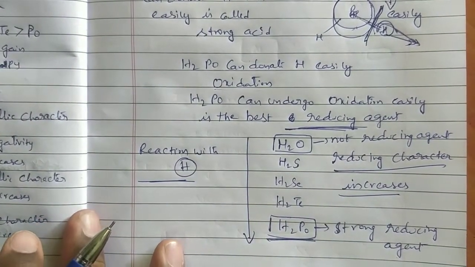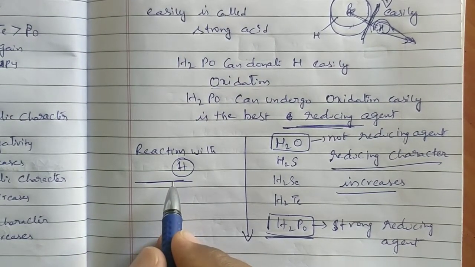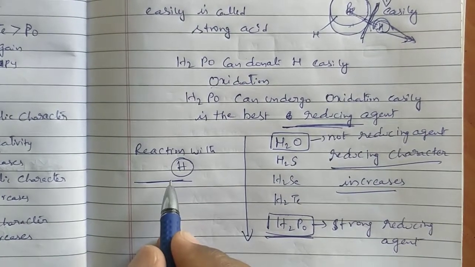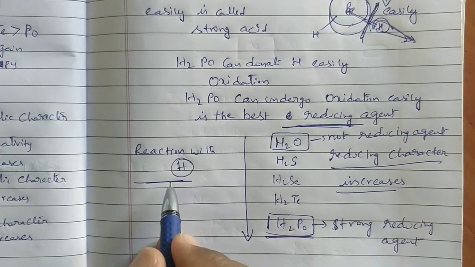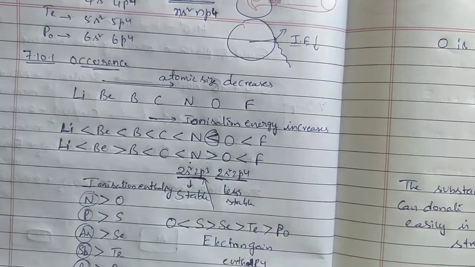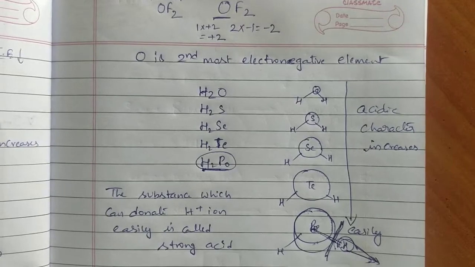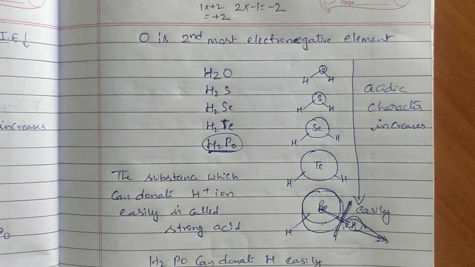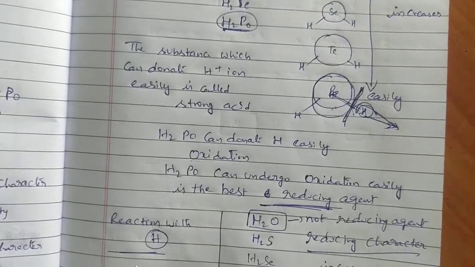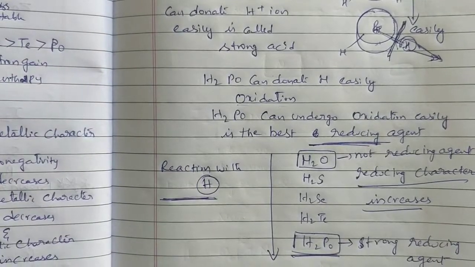In today's class, we have completed up to reaction with hydrogen. In the next class, we will see how these elements react with halogens and other elements, and we will continue the concept. Now we are in chemical properties. Today we have completed group 16 occurrence, physical properties, and we started with chemical properties. Under that, oxidation states we have seen already, and after oxidation states, reaction with hydrogen. Reaction with other elements we will start in the next class. This is about today's class.